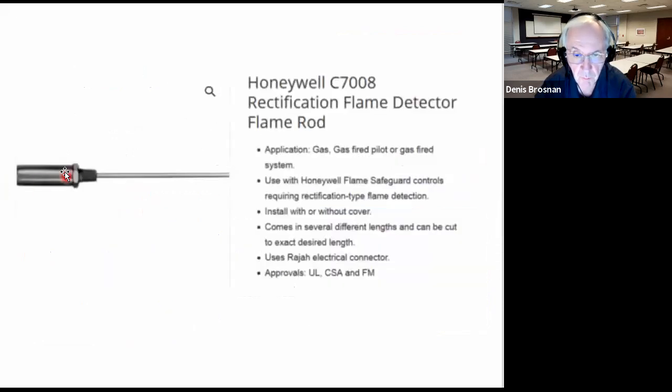The other way to do it is with a flame rod, which sticks into the burner, into the combustion process, and provides a sense of whether or not we're having combustion at any time. So this is a very rugged system, and a lot of people prefer it, particularly if solid fuels are around that can cause the UV detectors to become non-functional. Same idea: if you receive no signal from the flame rod, you shut off the combustion system.